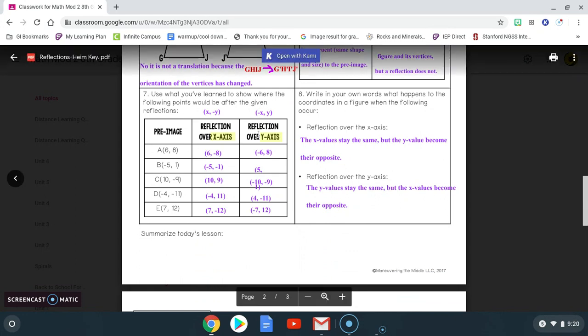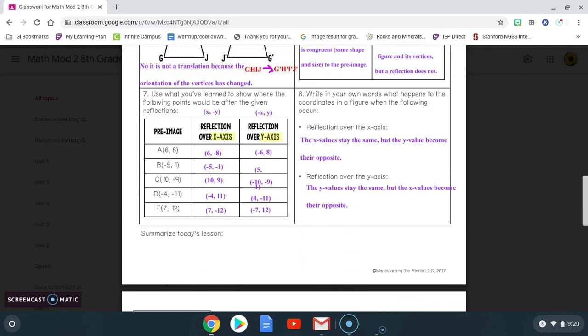Now, without even having to put these on a graph, you should be able to do this. If it's reflecting over the x-axis, that means the x is staying the same and the y is becoming negative or getting multiplied by a negative. So 6, 8. So the x is 6, but the y is going to be negative now. B, negative 5, 1. Negative 5, negative 1. C, 10, negative 9, 10, positive 9. So again, that y value is changing, but the x value is staying the same. So that's what we're doing for all of these.